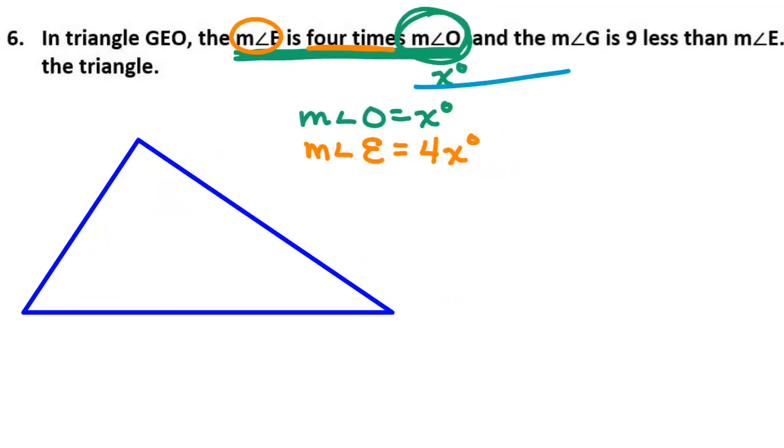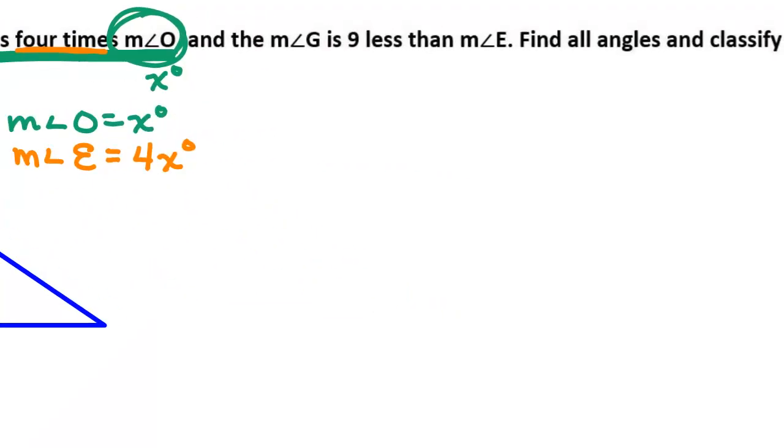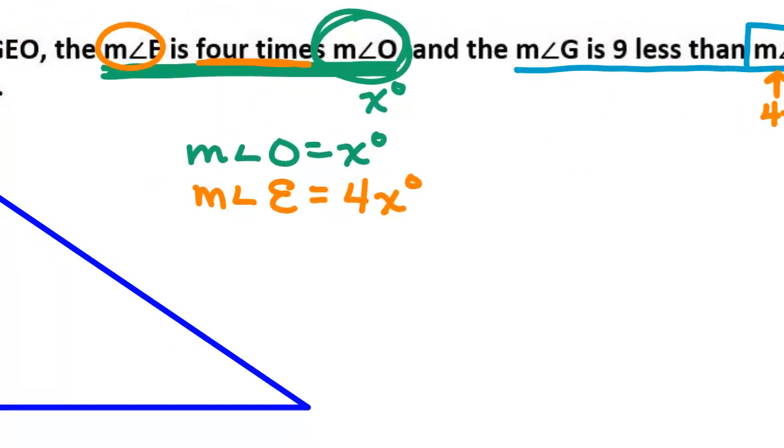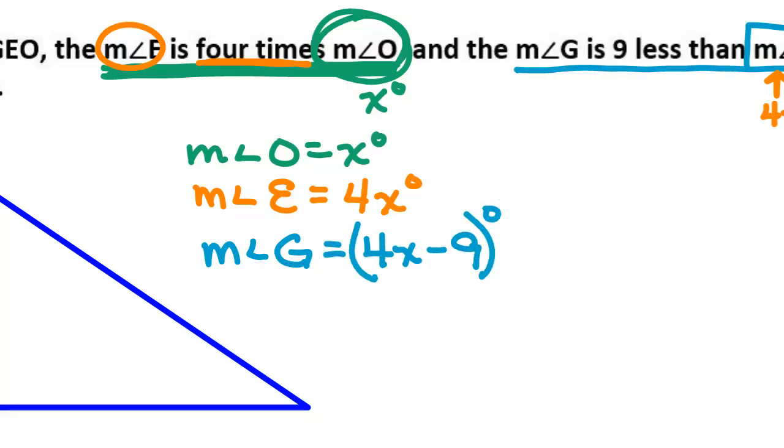And the measure of angle G is 9 less than the measure of angle E. Remember, the measure of angle E was 4x. And we want 9 less than that. So that means the measure of angle G is 4x minus 9 degrees.